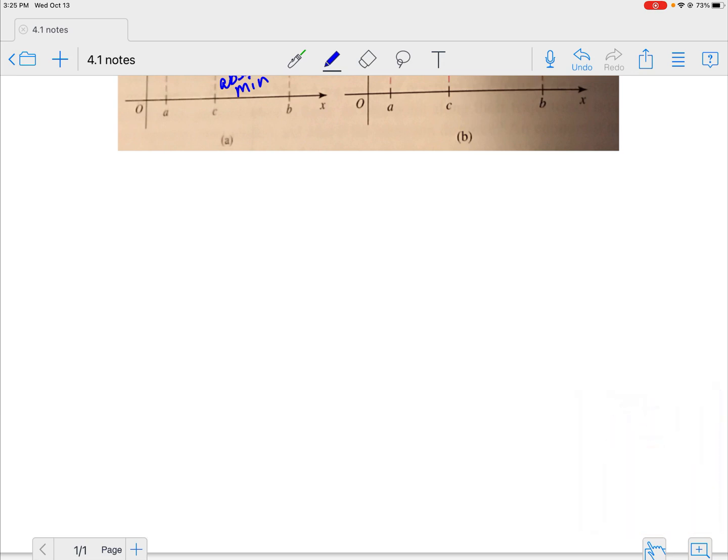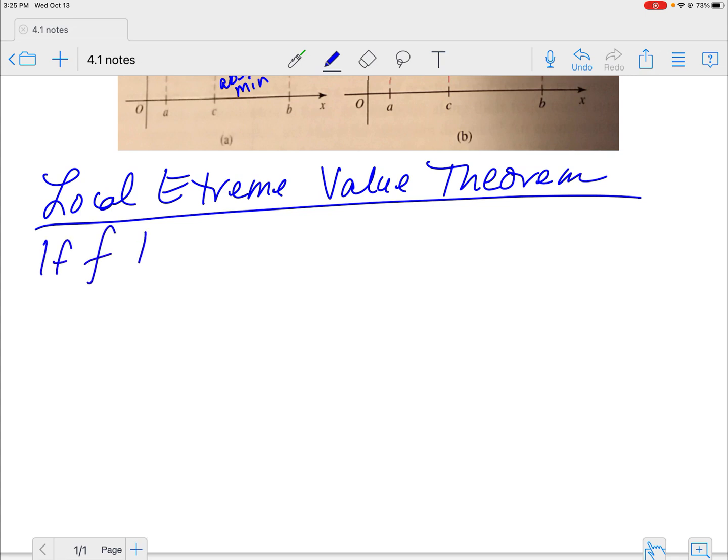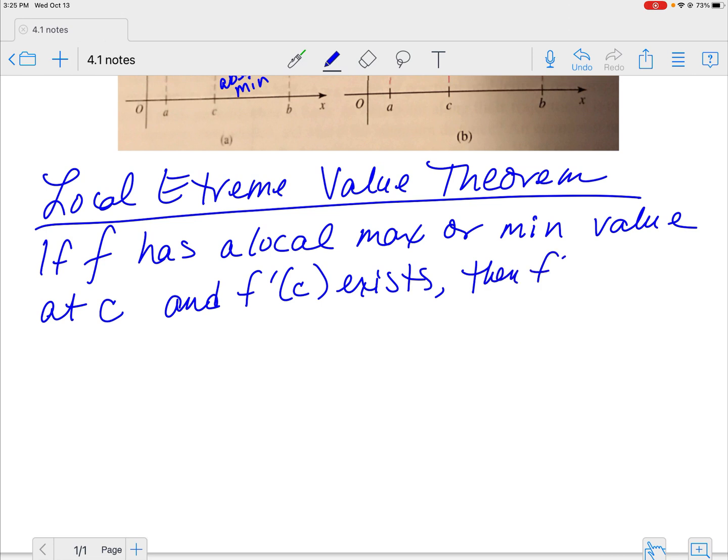All right, let's do this theorem. The local extreme value theorem. And here it is. If f, so my function f, has a local max or min value at C and f prime of C, derivative, right, exists, then f prime of C equals 0.